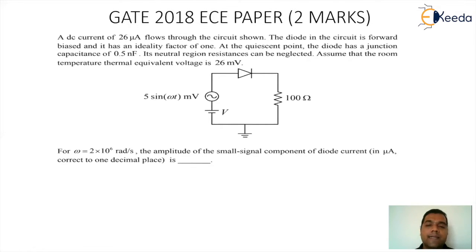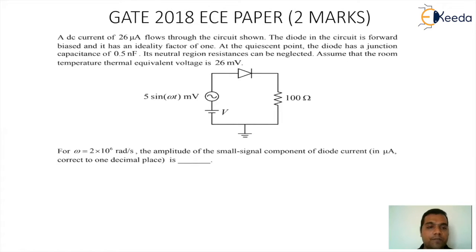The amplitude of the small signal component of the diode current in microampere, correct up to 1 decimal place, is? If you observe the figure carefully, we have a battery followed by a voltage source, a diode and a resistor. So it is as good as a diode being given a DC along with an AC. The important point is that the DC current of 26 microampere is flowing through the circuitry, the thermal voltage is given as 26 millivolt, and the device capacitance of the diode is given as 0.5 nanofarad.